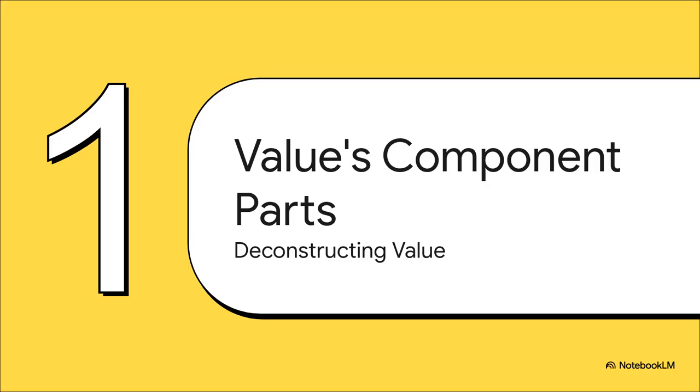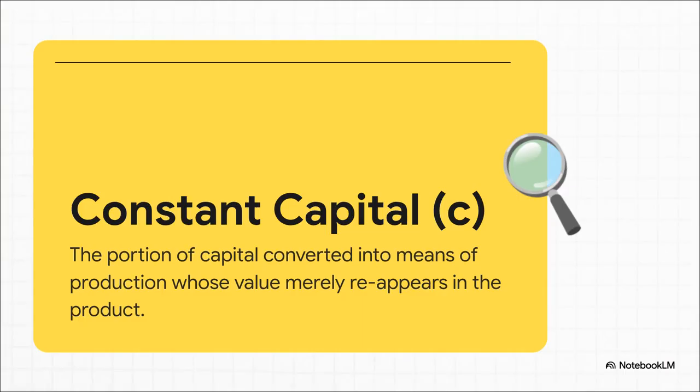All right, so first things first. Before we can really grasp the engine of accumulation, we have to understand its moving parts. For Marx, the value baked into any product you see on a shelf is made up of three key elements. Let's break them down. First up, we have what Marx calls constant capital, which he just labels with a C.